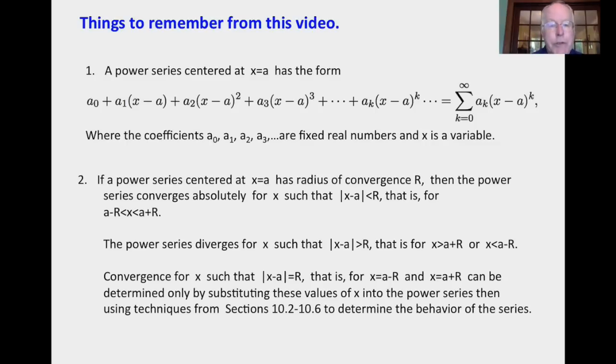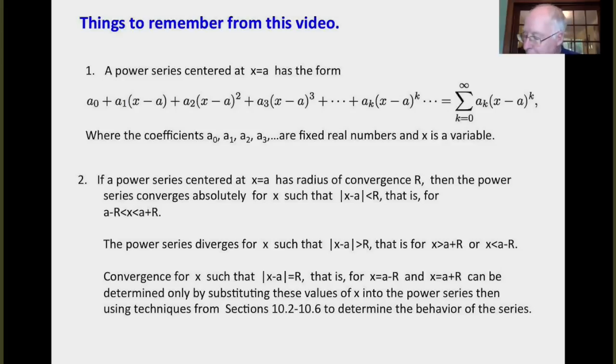If a power series centered at a has radius of convergence r, then the power series converges absolutely for x such that the absolute value of x minus a is strictly less than r. That is for a minus r less than x less than a plus r. And the power series diverges for x such that the absolute value of x minus a is bigger than r. That is for x greater than a plus r or x less than a minus r.